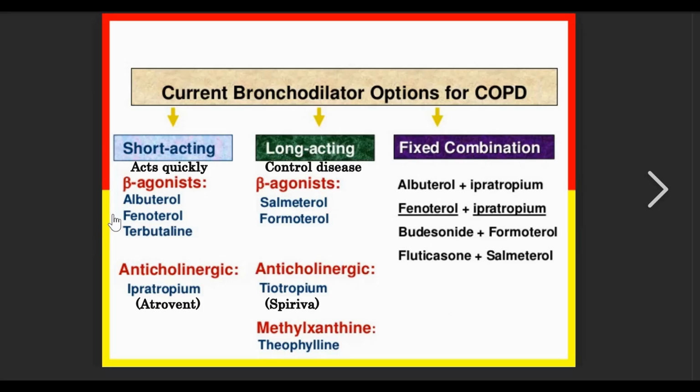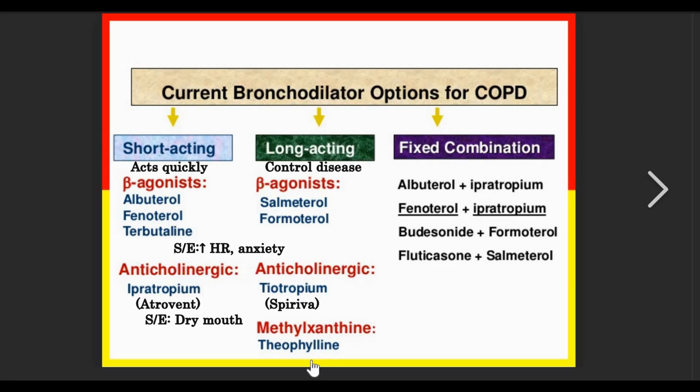Now let's look into the examples. The examples of short-acting beta-2 agonists include albuterol and terbutaline, and the long-acting beta-2 bronchodilators include salmeterol. Some of the side effects of beta-2 agonists are increased heart rate, palpitation, anxiety, etc. Anticholinergic: a short-acting anticholinergic example is ipratropium or Atrovent. The long-acting anticholinergic bronchodilator is tiotropium or Spiriva. The side effects include dry mouth.